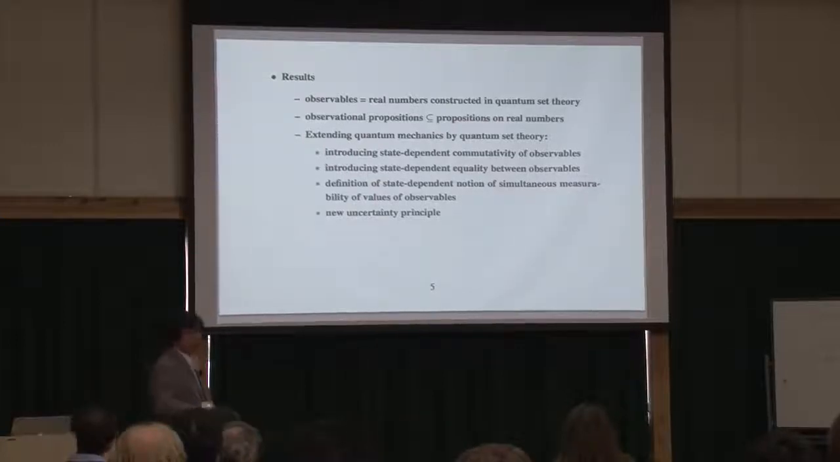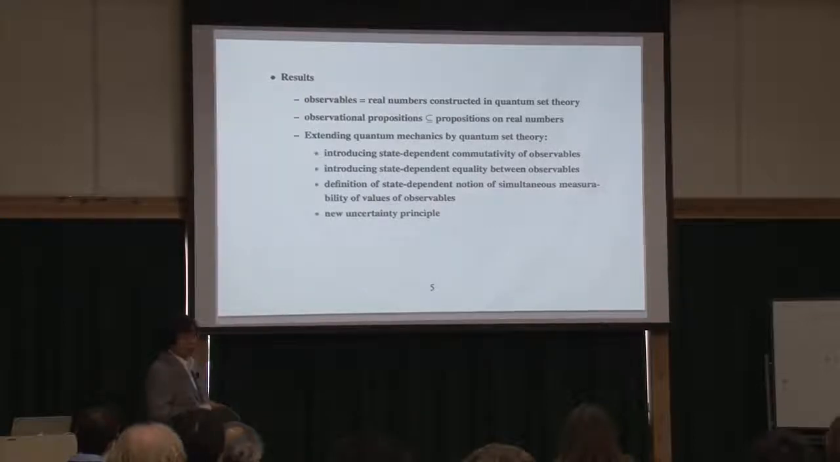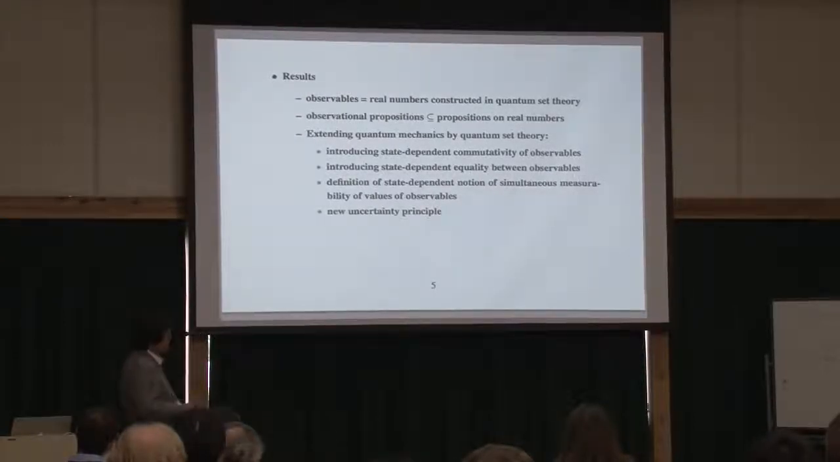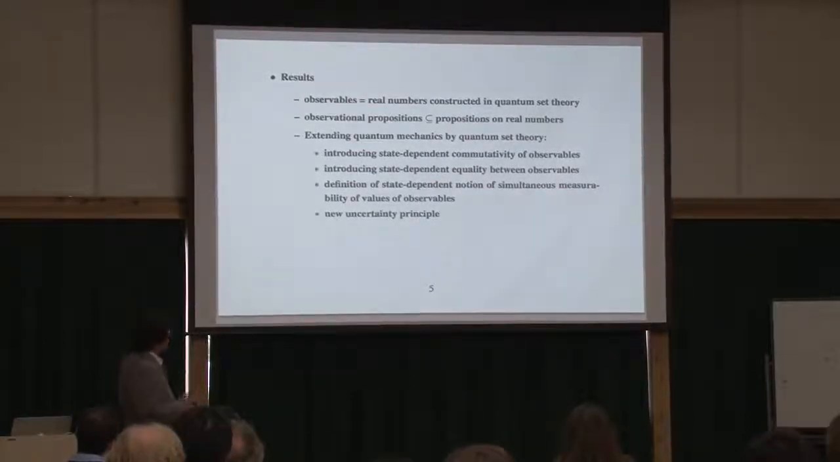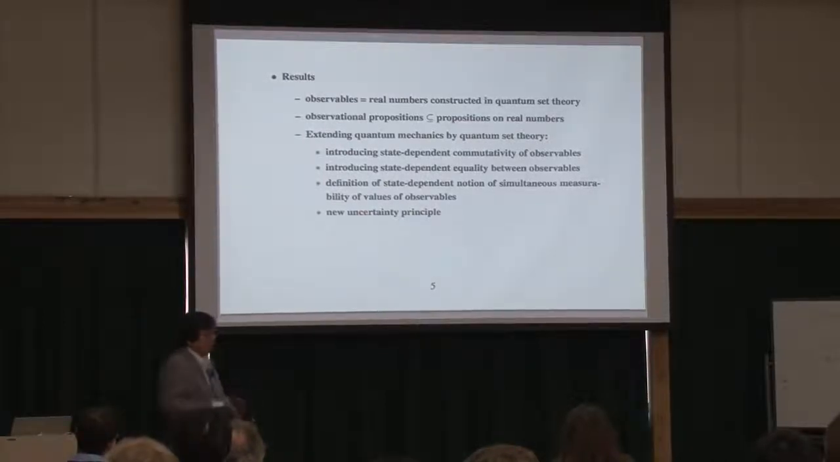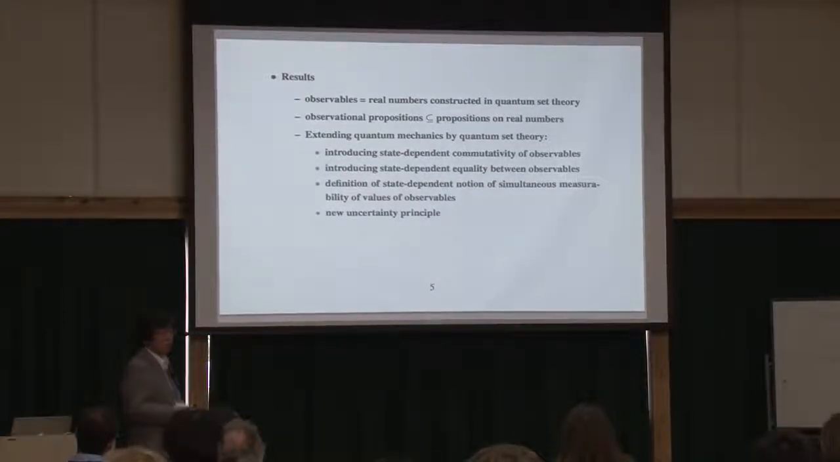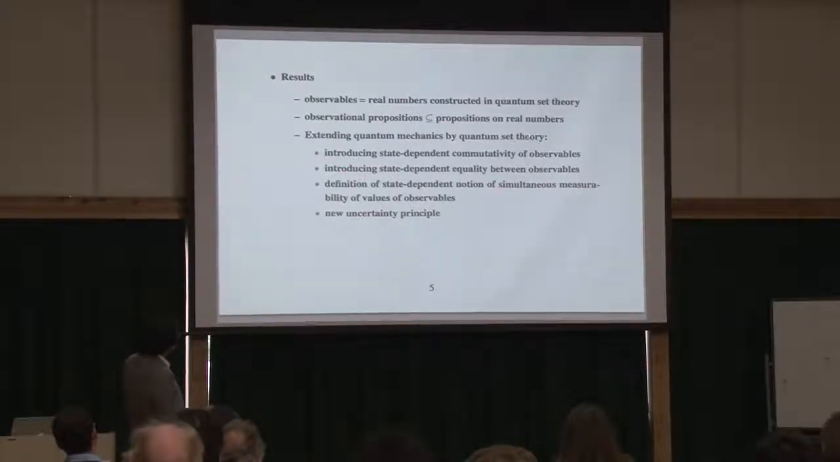Usually, observables are commutative when the operators commute algebraically. However, this commutativity is state-independent. It means that for every state, the observables commute. However, we can consider that observables are commuting in some state, but not commuting in another state. Such state-dependent commutativity was not yet well established, but now we can do that.